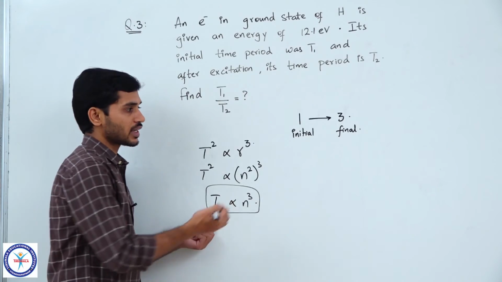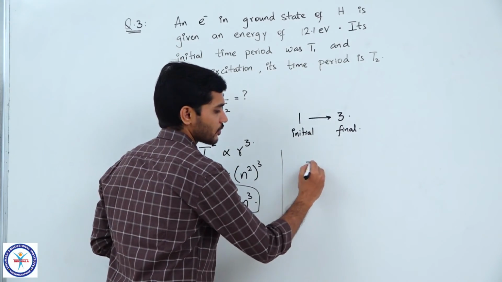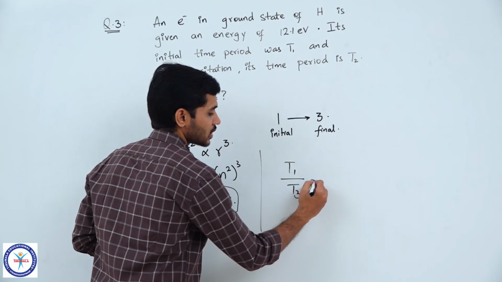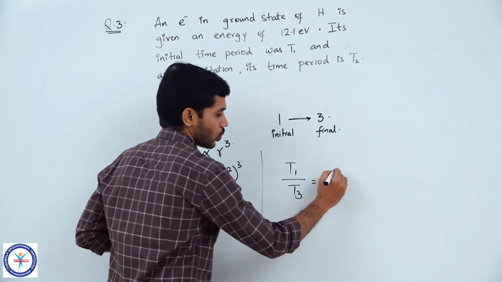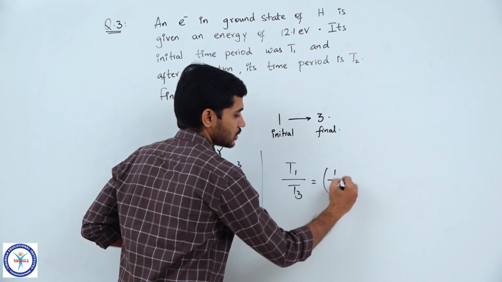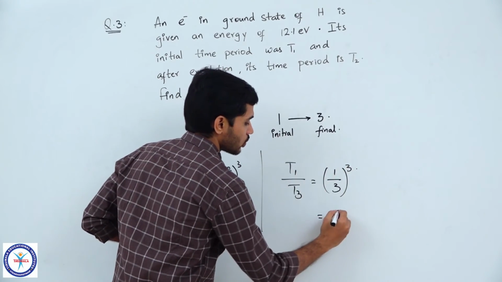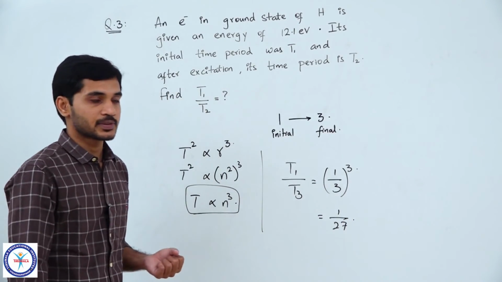Using this you can directly substitute the values. The time period of the electron in the first orbit divided by the time period of the electron in the third orbit will be equal to 1 by 3 whole cube. So the value of this would be equal to 1 by 27. That would be the answer.